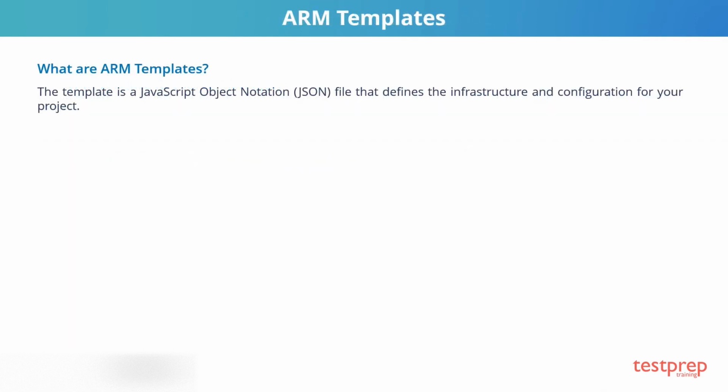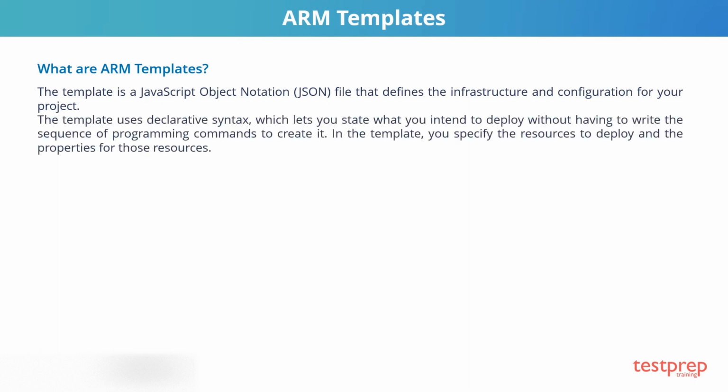Now, to automate deployments, and use the practice of infrastructure as code for Azure solutions, we use Azure Resource Manager templates. An ARM template is a JavaScript object notation file that defines the infrastructure and configuration for your project. The template uses declarative syntax, which lets you state what you intend to deploy, without having to write the sequence of programming commands to create it. In the template, you specify the resources to deploy and the properties for those resources.